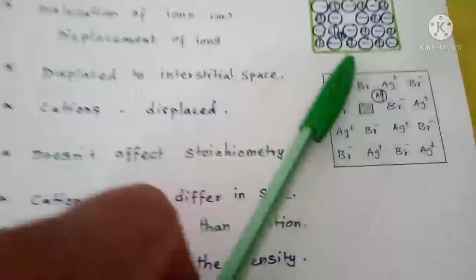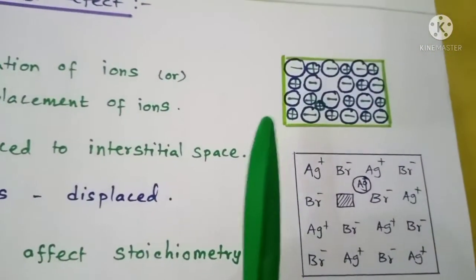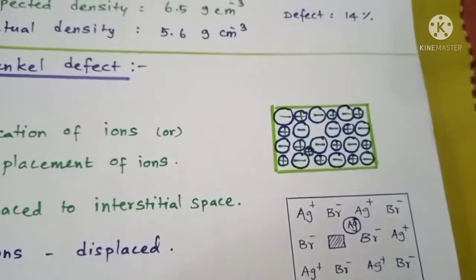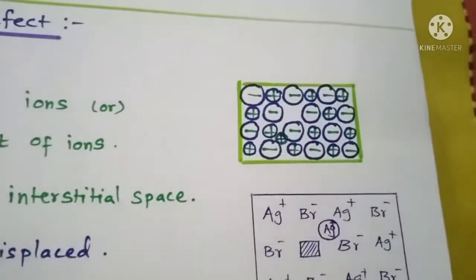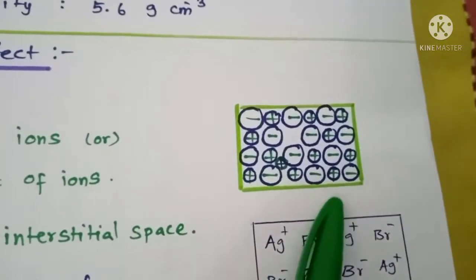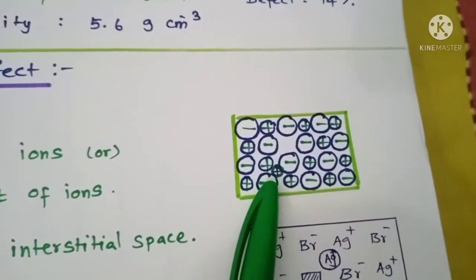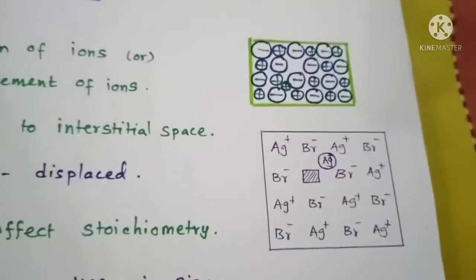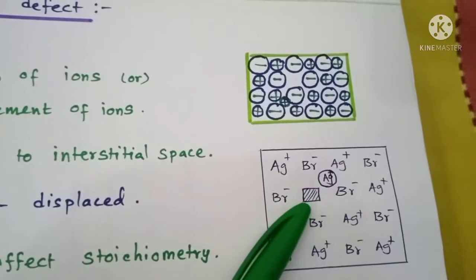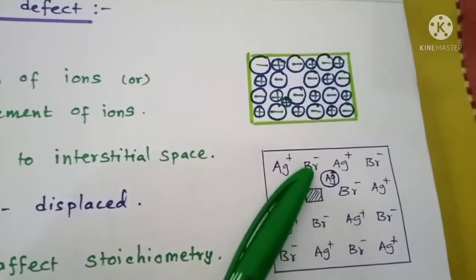Look at the diagram given for Frenkel defect. This is silver bromide. The larger one is the Br minus ion, the smaller sphere is the Ag plus ion. You can see that in the second row, one Ag plus ion is missing. That Ag plus ion has moved, dislocated to the interstitial space. I have given another diagram also. This is exactly the place where that Ag plus is missing, and the Ag plus which is missing here is occupying the interstitial space here.